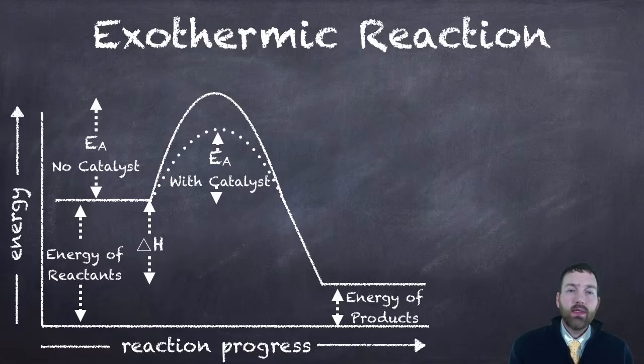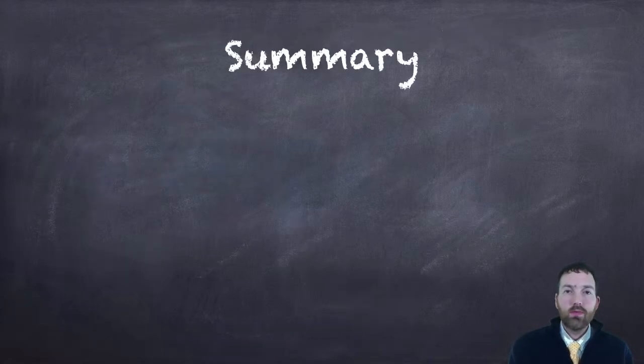Here is the same potential energy diagram, but with an exothermic reaction. So we are going downhill here. We are releasing energy rather than absorbing energy. The rest of it is still the same. We have our energy of the reactants on the left, the energy of the products on the right, our delta H in the middle, the difference between them, our activation energy without the catalyst, and our lowered activation energy with the catalyst, because of course that's what catalysts do.